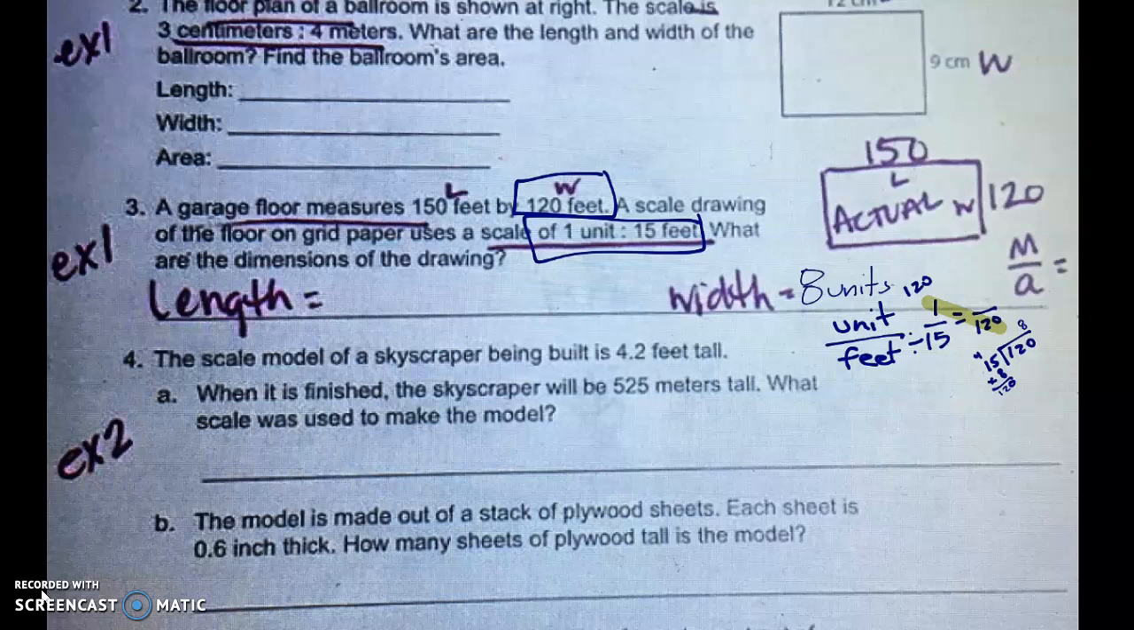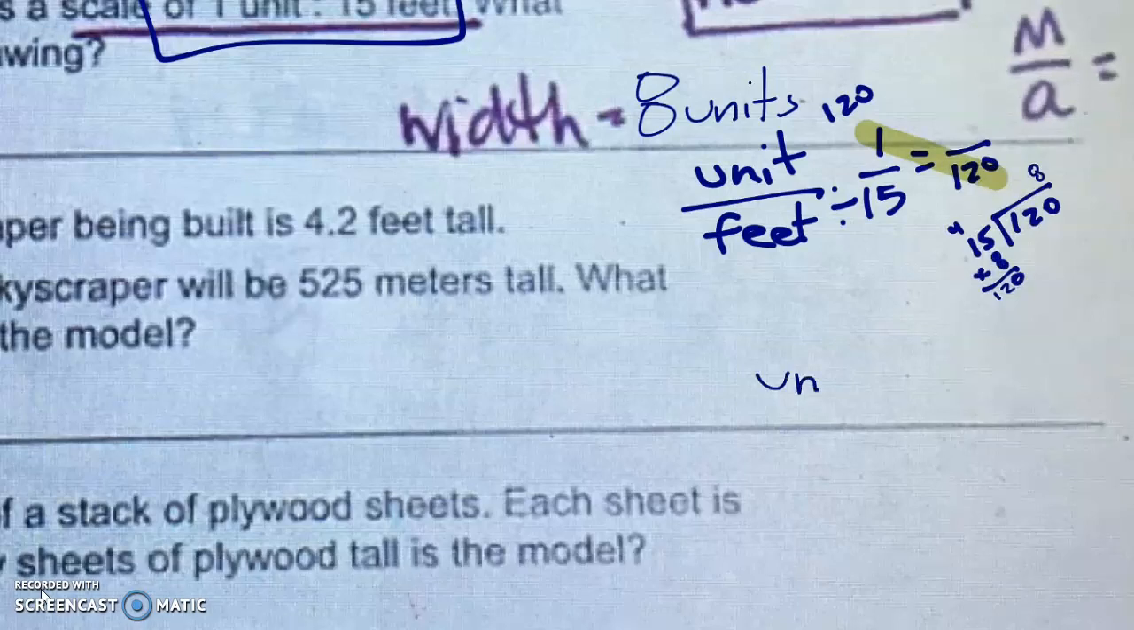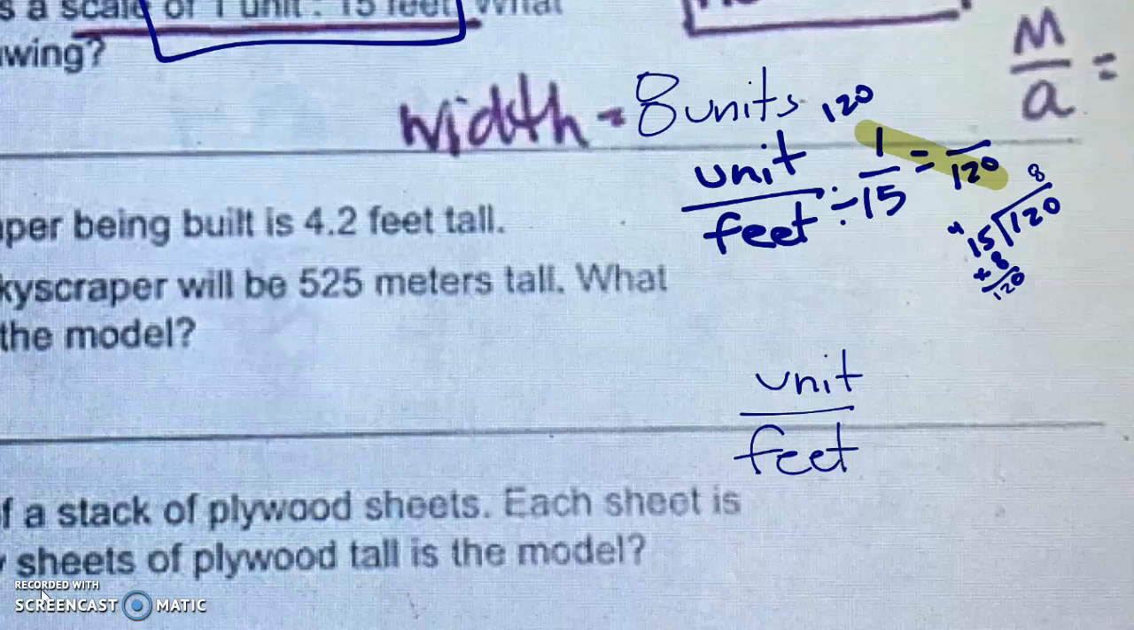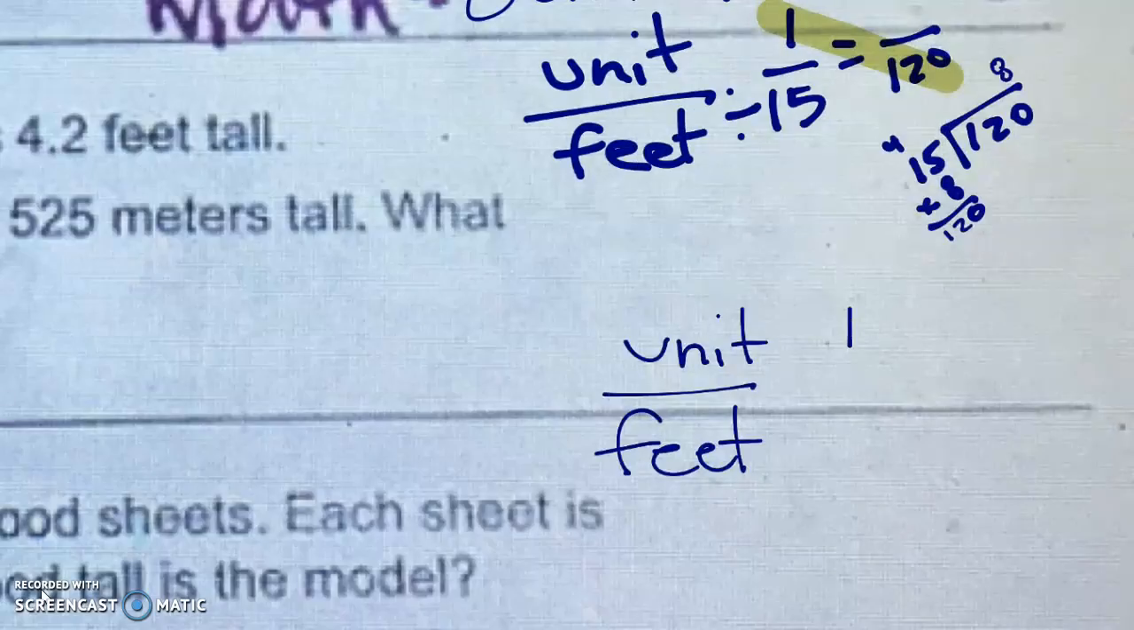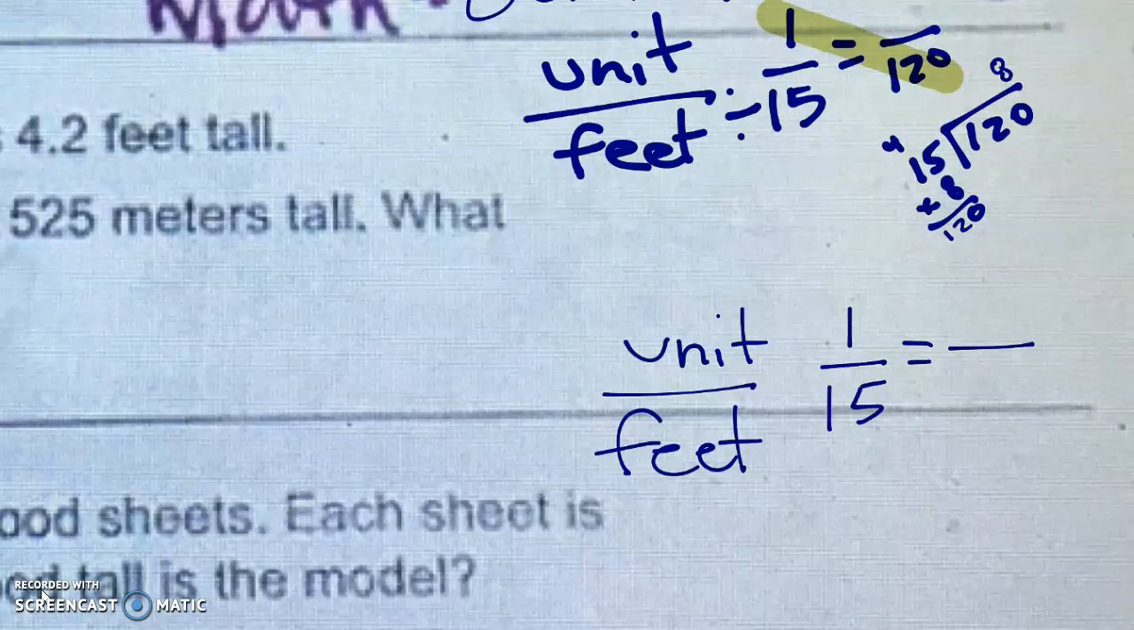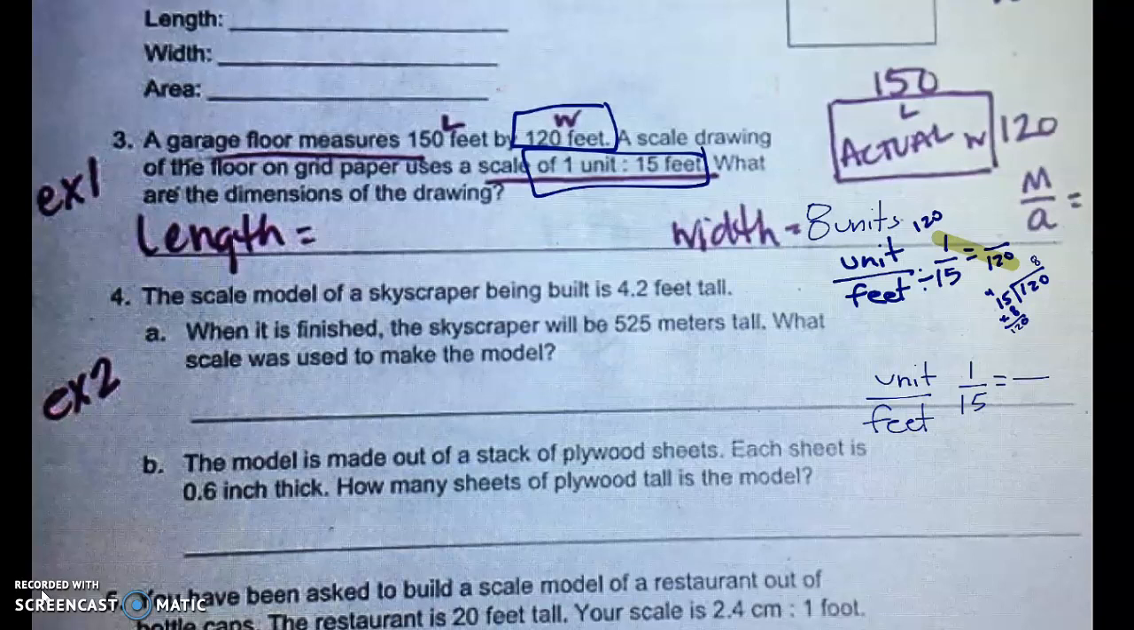So remember, the two things that we're talking about in our scale are units and feet. We have units and feet. And the original, we were going to use 1 to 15. And the feet in length is 150.